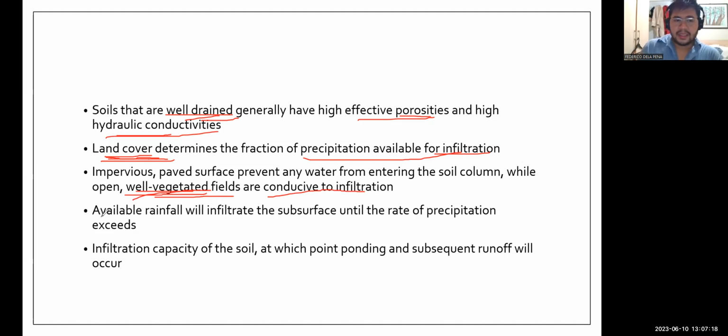Right? And available rainfall will infiltrate the subsurface until the rate of precipitation exceeds the infiltration capacity of the soil. That simply means that you will get infiltration, but it's not infinite. Infiltration will only occur until you saturate the soil. Once you have saturated the soil, you will basically start getting ponding, and the ponded water can eventually start moving as runoff, and it can actually enter your streams or rivers, or worse, if they accumulate a lot, they can end up as floods.